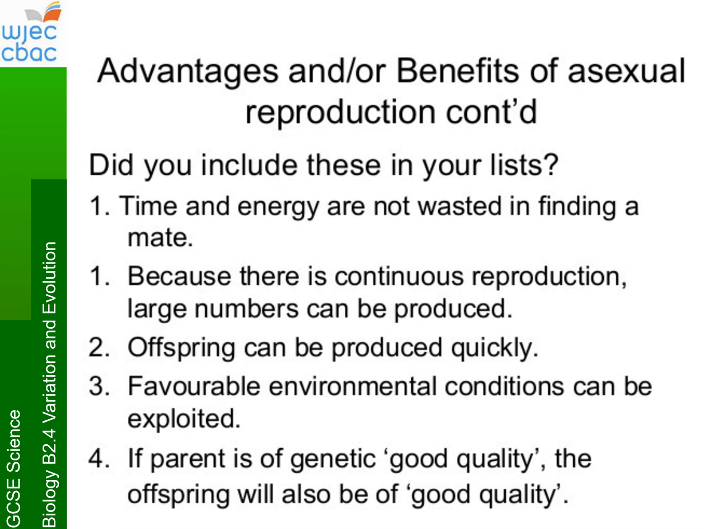These are some of the things you might have included. There's no time and energy wasted trying to find a mate because you just literally split into 2. There's continuous reproduction, and large numbers can be produced much faster as well. Favourable environmental conditions can be exploited. So if it's good environmental conditions, you can reproduce quickly. If it's poor environmental conditions, you can hang fire and reproduce later. If the parent is of genetic good quality, because the offspring are going to be clones, they will also be exactly the same, genetically identical, so they will be good quality.